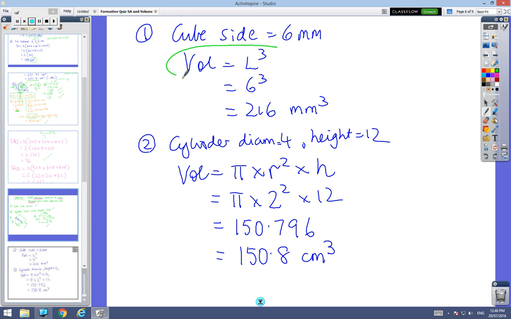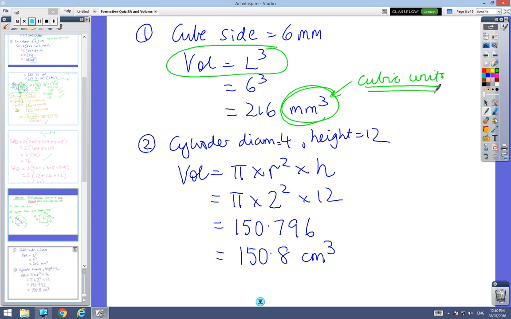So the cube is, okay, just remember it's a volume formula, not a surface area. So it's length cubed, so it's 6 cubed, and on your calculator equals 216. And because we're measuring volume, we have to have cubic units. So don't forget, volume has cubic units, not square.